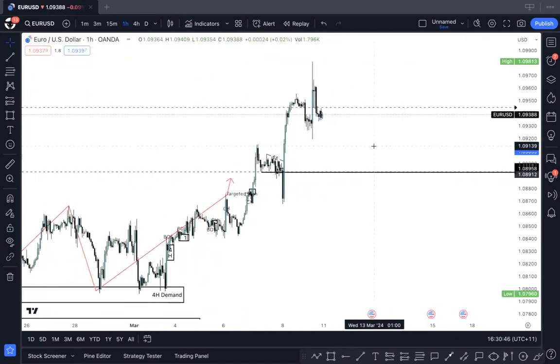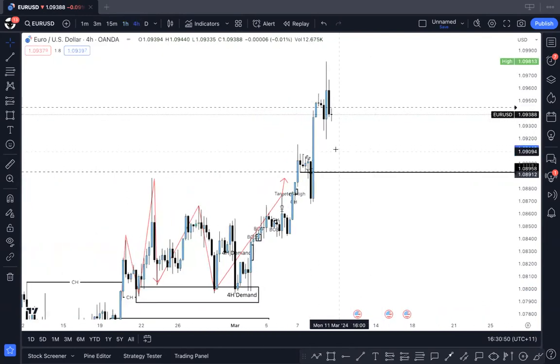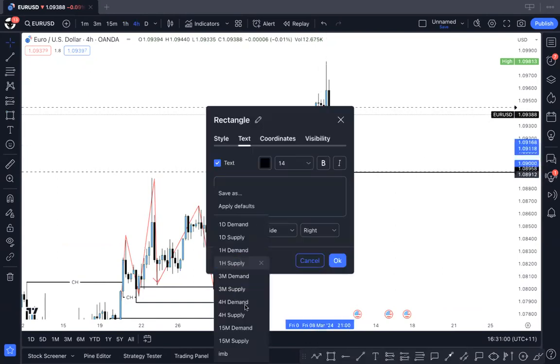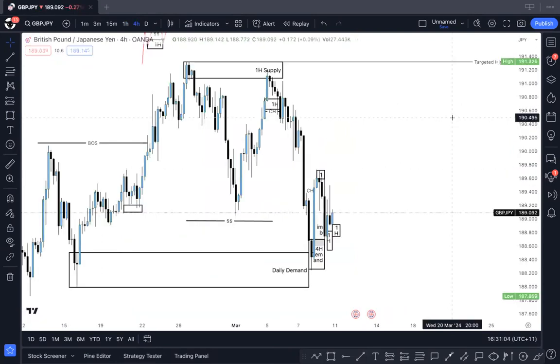Euro USD, same picture. Be waiting for a move below this level here to look for sells, maybe into here. Again, we have imbalances to fill, so I'd be looking out for that. That's really it, isn't it?